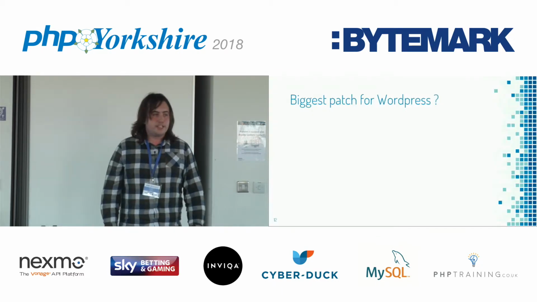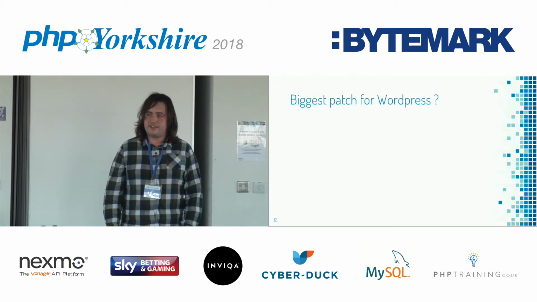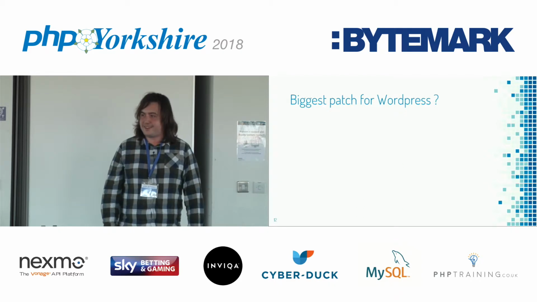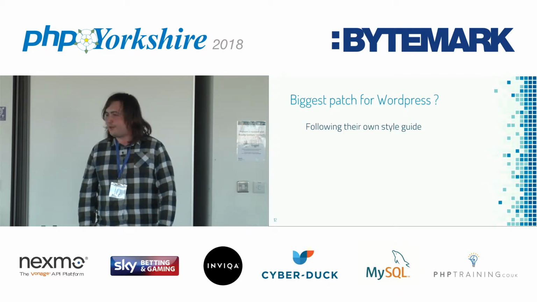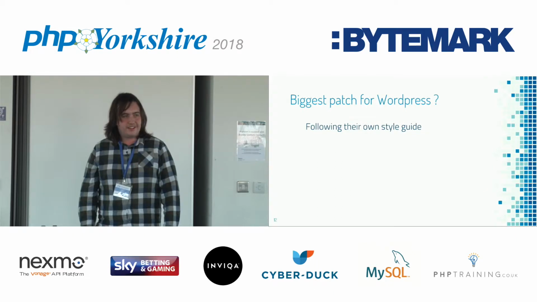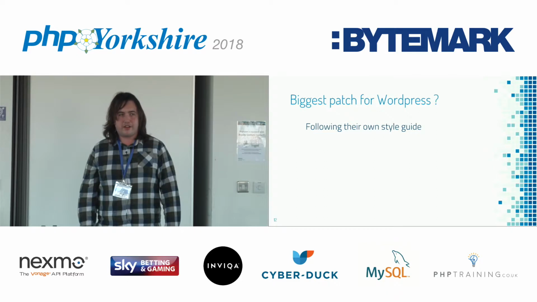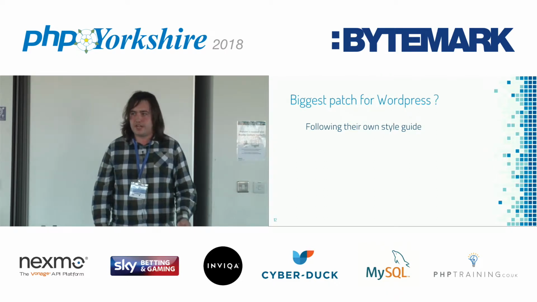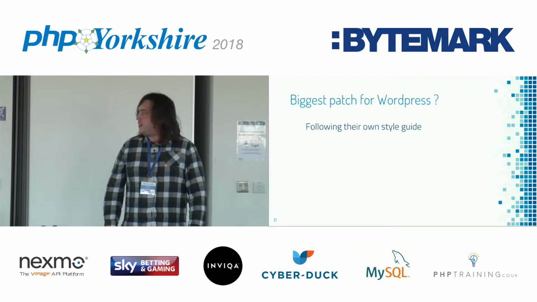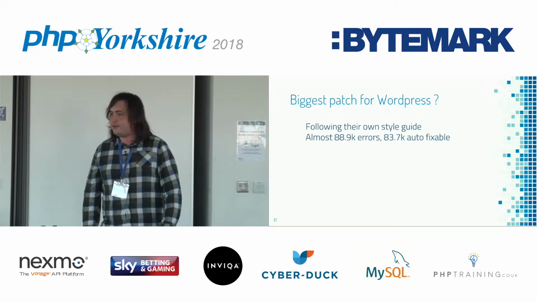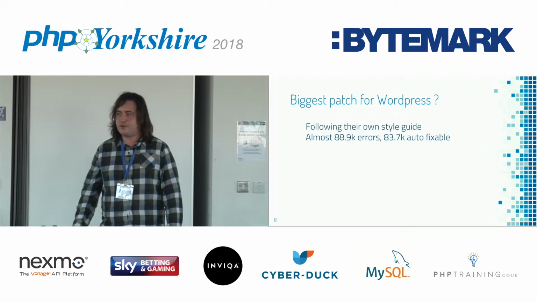So does anyone know what the biggest patch for WordPress ever is? That's right, yeah. WordPress following their own style guides. So you might laugh that it's WordPress and people joke about their code quality, but at least WordPress has a style guideline, which is probably more than your company's app at a similar time. So it found almost 89,000 errors, 83.7 thousand of which were also fixable, so someone starts to manually go through and fix them.